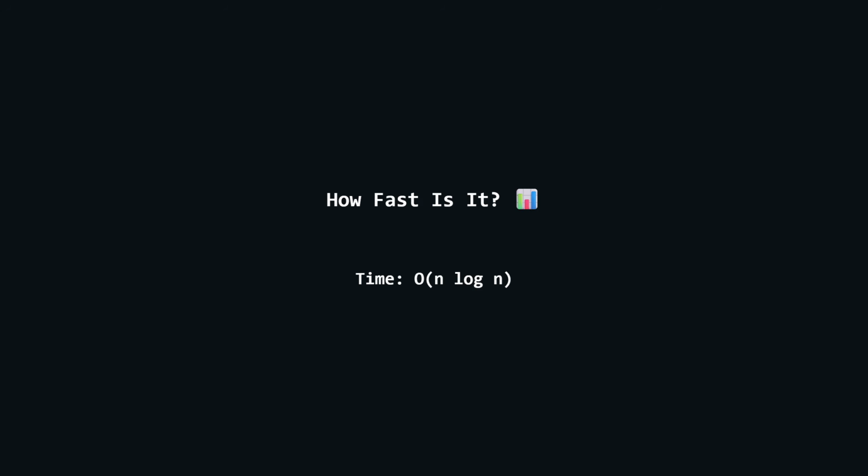Let's talk performance. The time complexity is big O of n log n. The loop itself is fast, but the initial step where we sort the candies takes n log n time, where n is the total number of candies. The space complexity is order log n. This is because, behind the scenes, Python's sorting algorithm requires a little bit of extra memory to do its job.